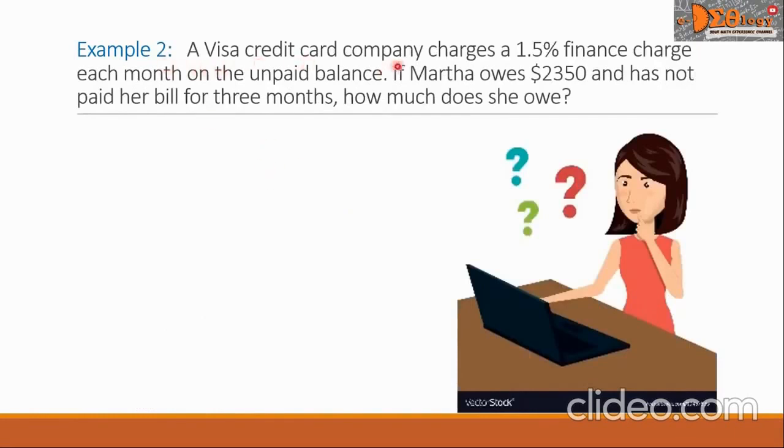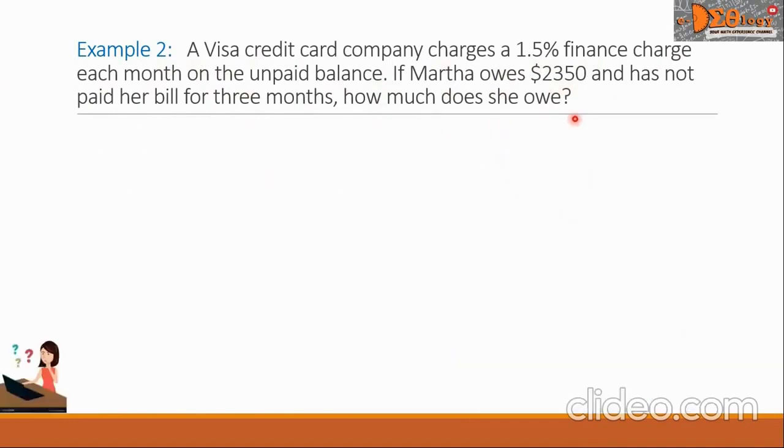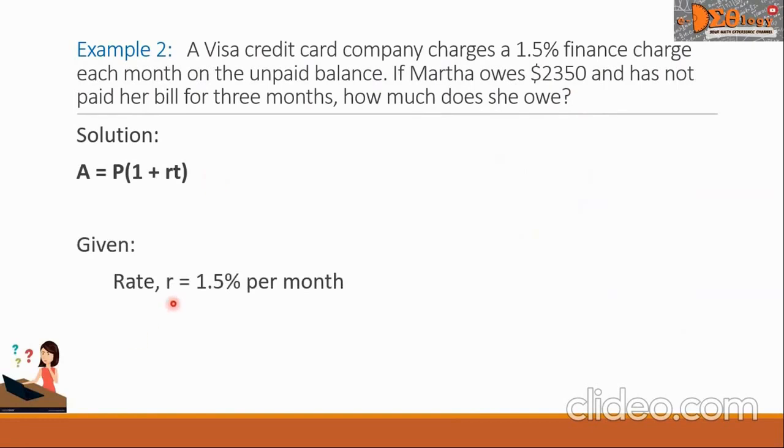A Visa credit card company charges a 1.5% finance charge each month on the unpaid balance. If Martha owes $2,350 and has not paid her bill for 3 months, how much does she owe? First, let us write our formula for total amount, and then let us write our given. First is the rate, denoted by R, and that is 1.5% per month.